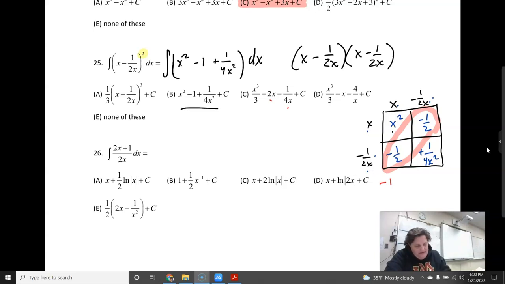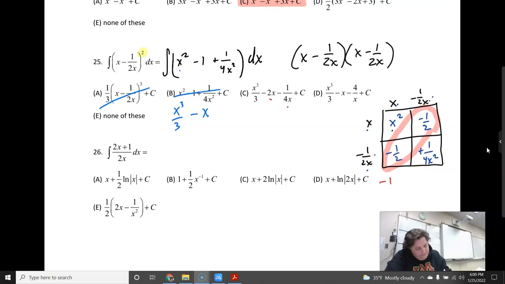Don't be tempted to pick that. That is what we got when we foiled it, but that is not the integral, right? I got to integrate this now. We know the integral of x squared is x to the third over 3. So far, can I say it's not that? It's not that. The integral of 1 is 1x. Not that.